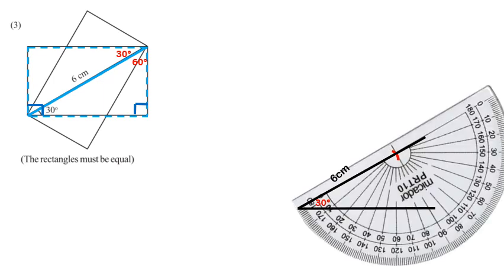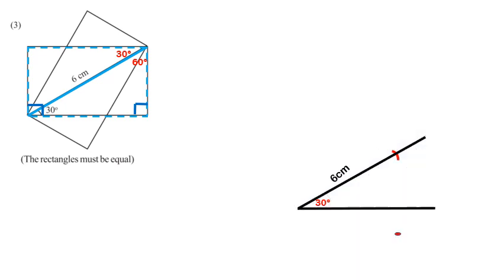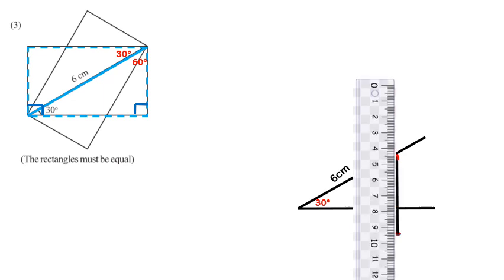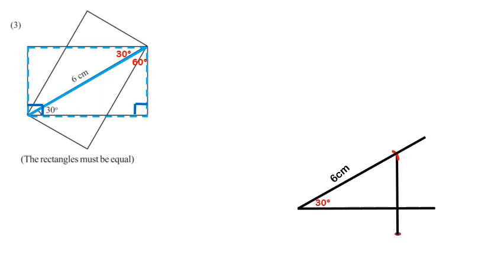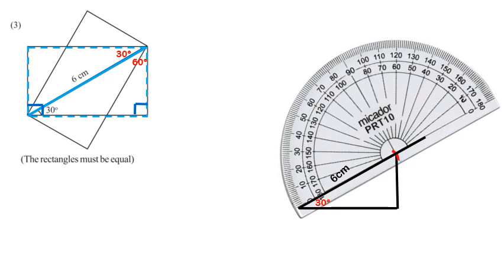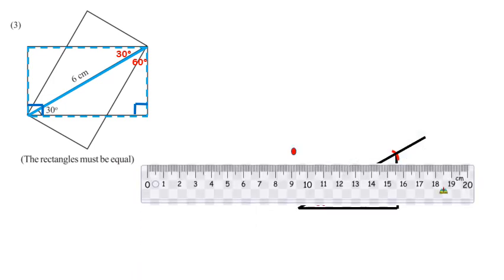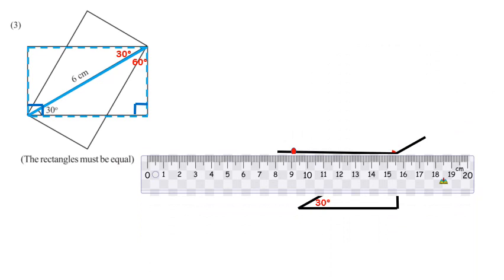Then use a protractor and mark 60 degree angle from this point. Then draw another line from this point to the bottom line. Then let us draw the upper half of this rectangle. For that, first take a protractor and mark 30 degree angle from this point. Then use a ruler and draw a straight line.